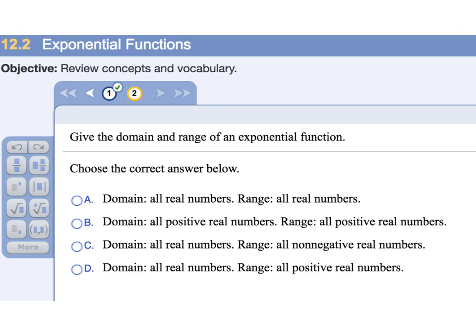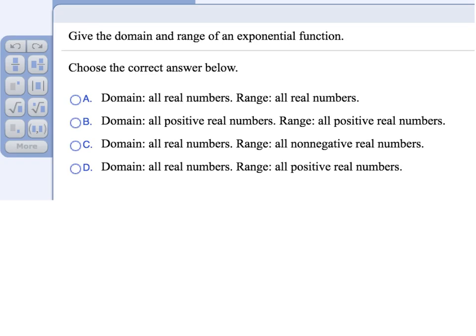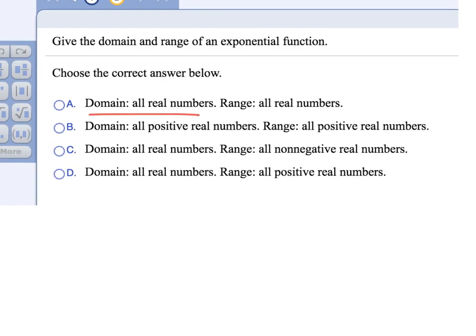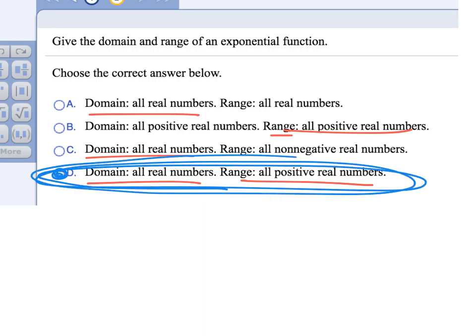And what does that mean? Well, what that means is your domain is all real numbers. And then the range is always going to be positive real numbers. So you'll notice right here is positive real numbers, and then here is positive, but D is the only one that's been underlined both. Both are true, so it's that one.